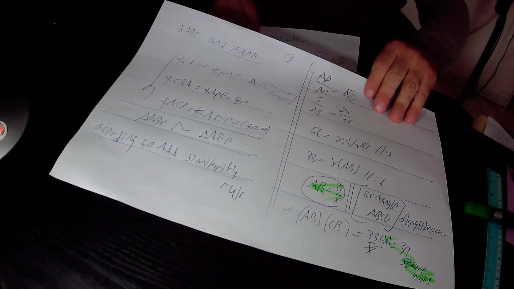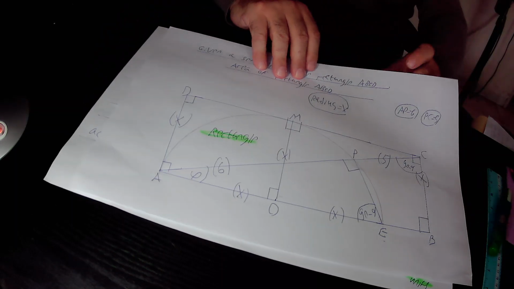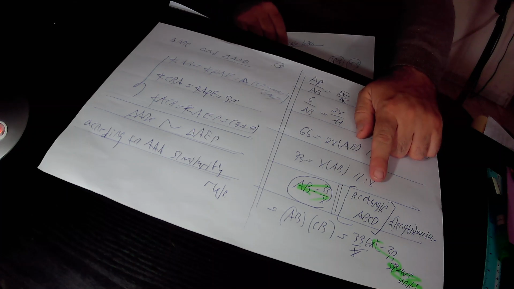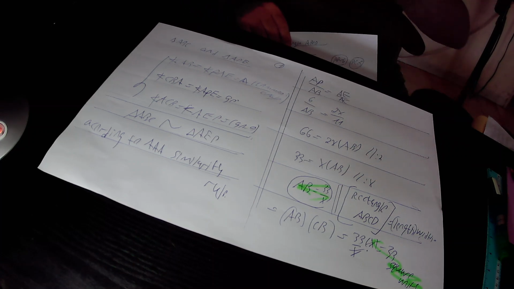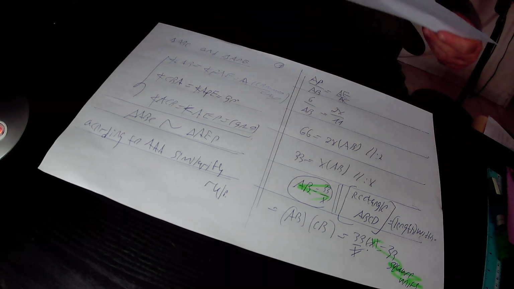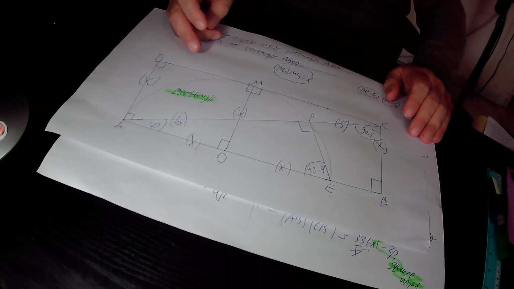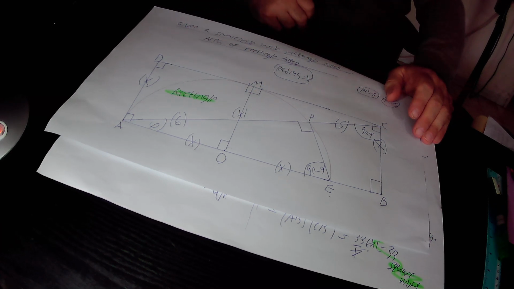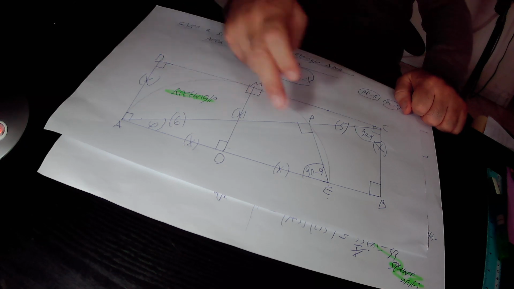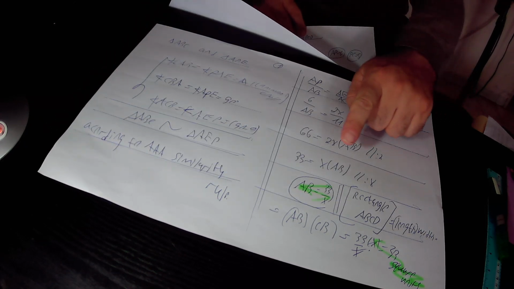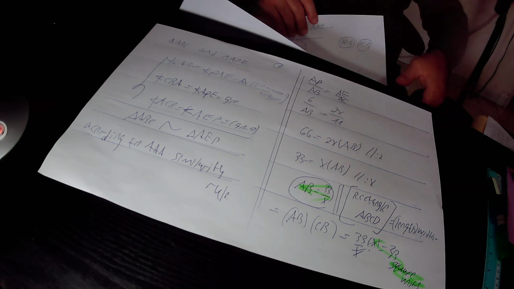Our mission is to find the area of this rectangle ABCD. Actually, we know that the area of any rectangle equals the length of the rectangle times the width. Therefore, the area of this rectangle ABCD must be equal to the length times the width. The length of this rectangle ABCD is AB, and the width is BC. So in total, the area of rectangle ABCD must be equal to AB times CB.